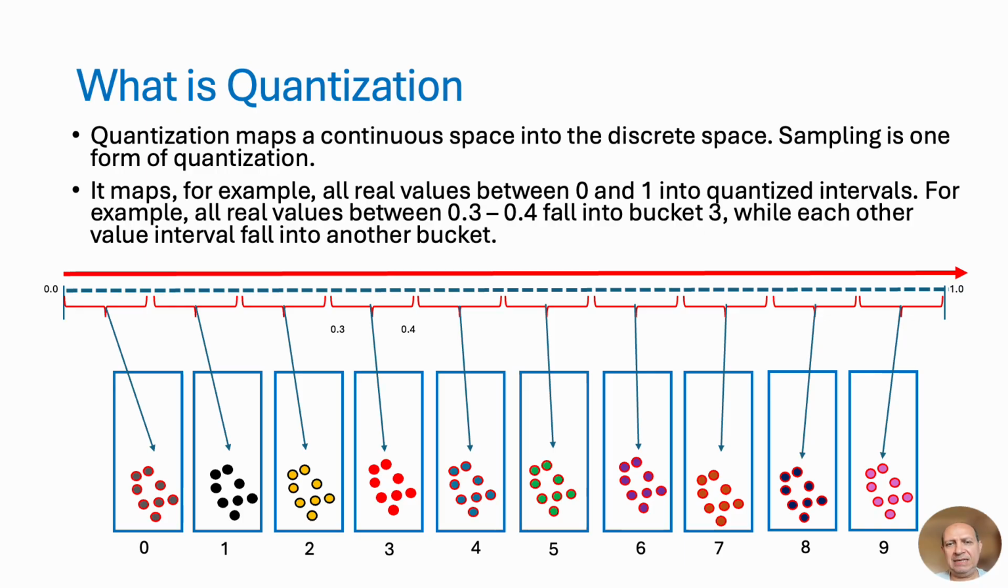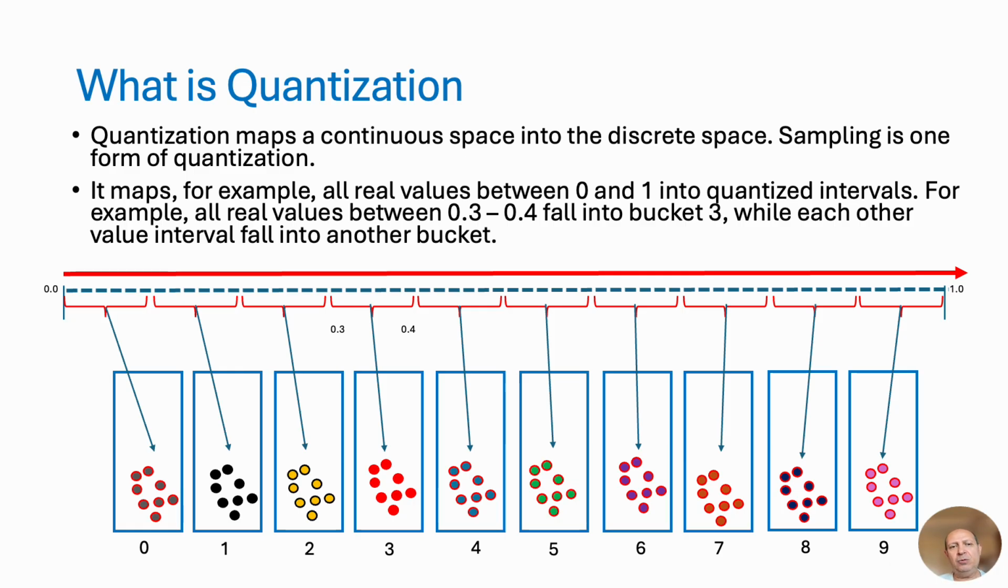Let's define what quantization is. Quantization maps a continuous space, such as real numbers, into discrete values, such as integers. The sampling process of a waveform signal, where we take samples from a signal at specific time intervals, is a form of quantization. In the example below, we subdivide all the real number values between 0 and 1 into 10 equally sized intervals. The first interval includes all the real numbers between 0 and 0.1, while the second interval includes all the real values between 0.1 and 0.2, and so on and so forth.